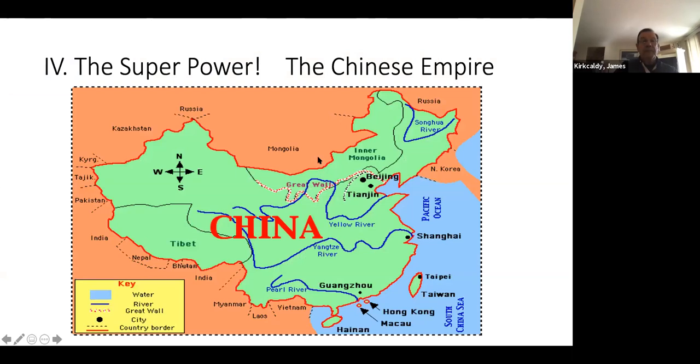But now we come to the last one, and this is the superpower. Number one, the Chinese Empire. It's interesting that if you look at China today, they have the world's second largest economy. And it's very interesting, our relationship with China today. We need them, they need us, but also there's that competition. And our dilemma is, how do we deal with China? Because we both depend on it.